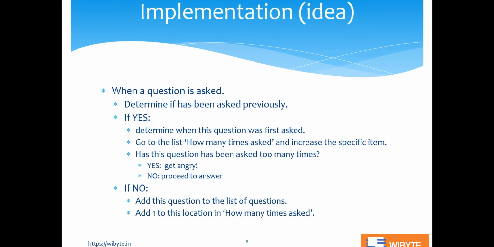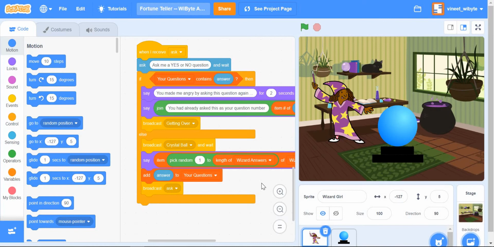So let's implement all of this that we've talked about in the code, right? So what we will do is that I've taken here a copy of the fortune teller game. It's the same game as in the class. So here, remember, when we get this broadcast asked, I determine if your questions contains answer, which means if the question has been previously asked, you just exit, whereas otherwise you answer, right? So now we are going to enhance this by making the wizard a little bit more tolerant, using the ideas that we just discussed, right?